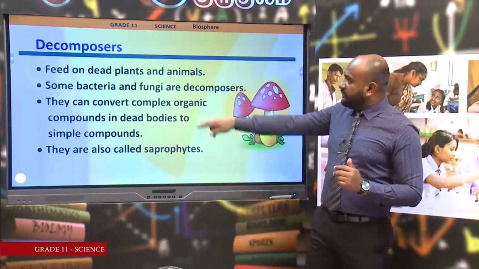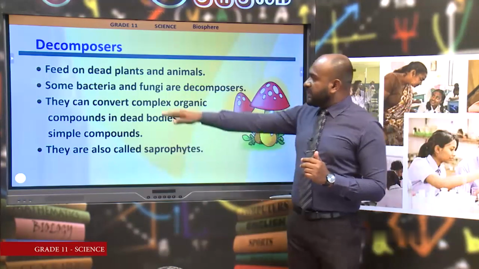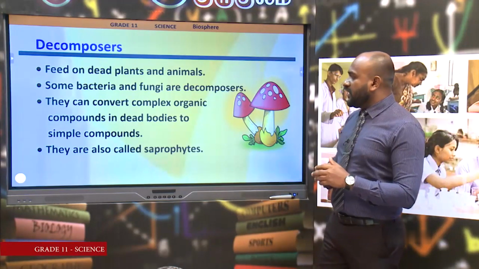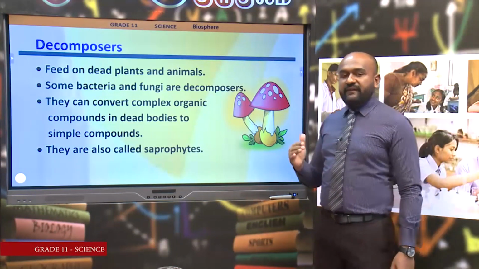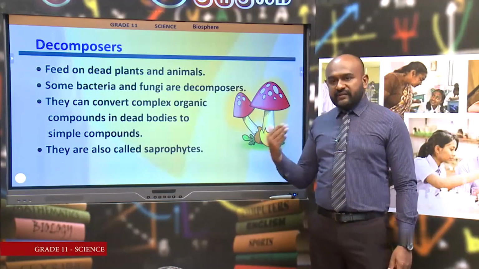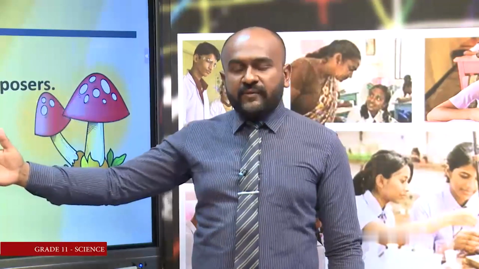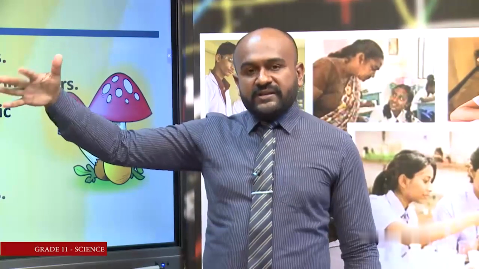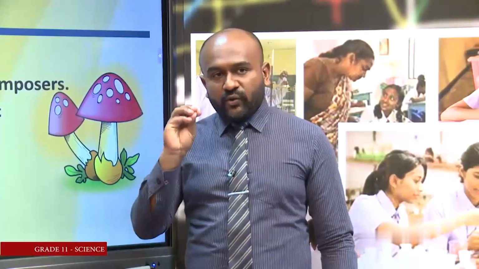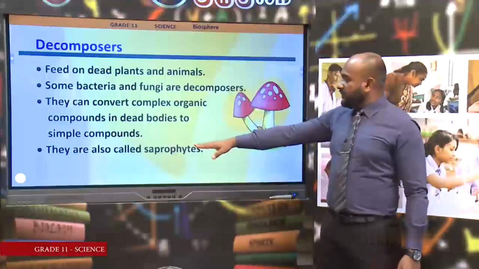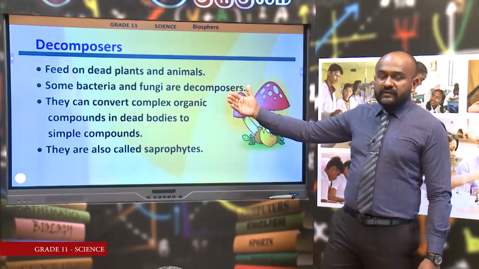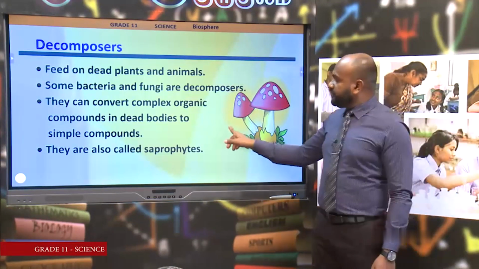They feed on dead plants and animals. Some bacteria and fungi are decomposers. They can convert complex organic compounds in dead bodies to simple compounds. Actually, they have the ability to secrete a series of enzymes to do that. Using these enzymes, they can convert these complex substances into simple substances, so that they become especially available to the plants again. So, that is why I told you they do a really important job. They can also be called saprophytes, as they feed on dead plant and animal materials.